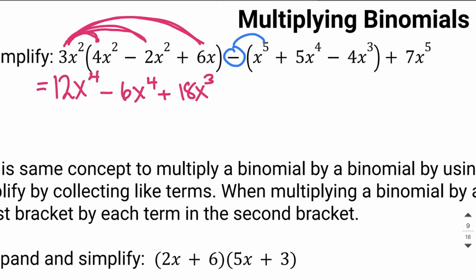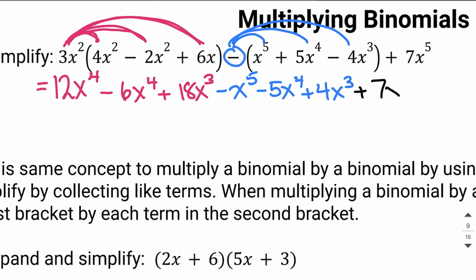So when I distribute this negative through to x to the power of 5, I get negative x to the power of 5. When I distribute it through here, I get negative 5x to the power of 4. And then here I get positive 4x to the power of 3. And then I can just copy down this 7x to the power of 5. Okay, beautiful. Now I just need to collect my like terms.